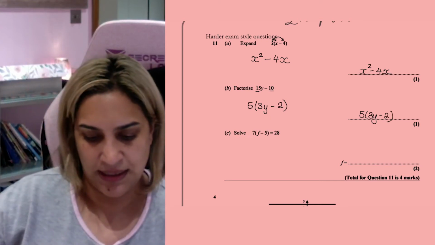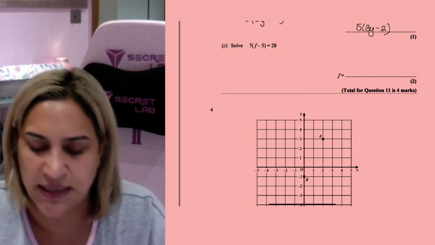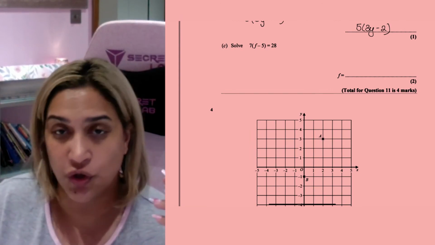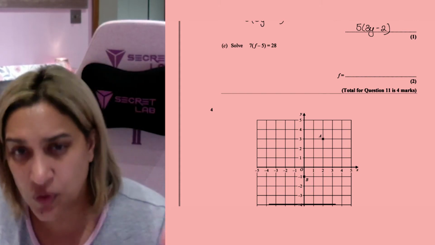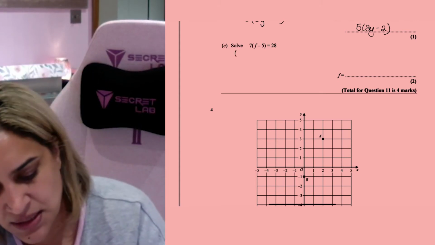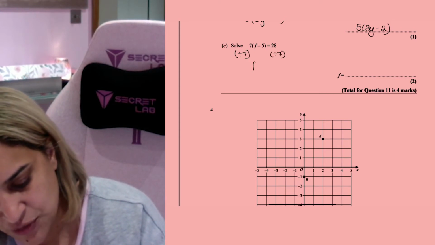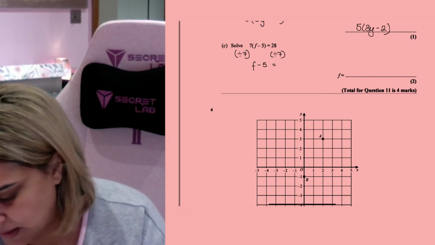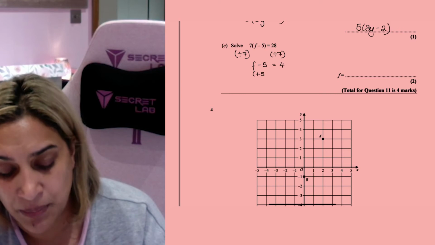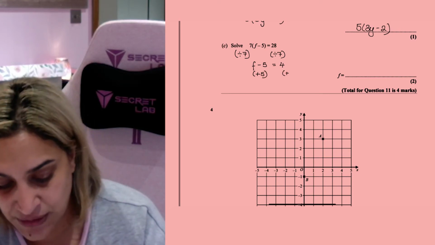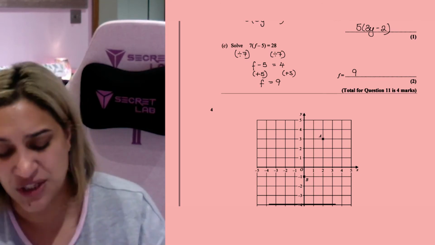Right, now we've got an equation to solve. So this was again what we were doing the other day. Now there's 2 ways to do this. You could open out the brackets, but like I said, it means 7 times all of it. So you can just divide both sides by 7, and you'd be left with f minus 5 on this side, and 28 divided by 7 is 4. Then to get rid of the minus 5, you're going to add 5. So f equals 9.